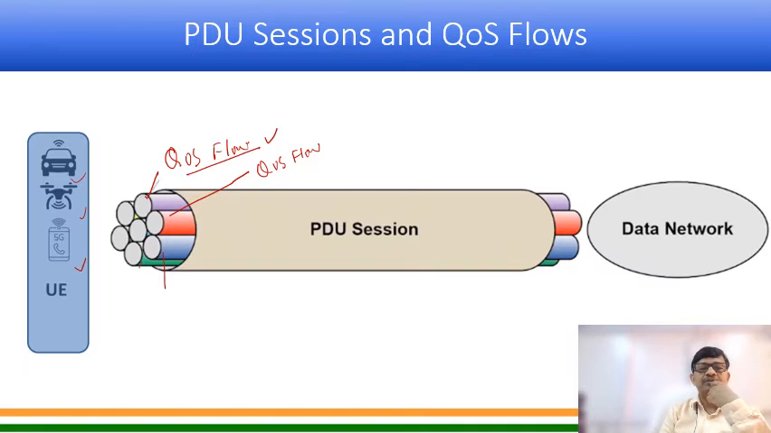So in this example, many QoS flows are added into the same PDU session, and each QoS flow will have an ID and its characteristics: what is the guaranteed bit rate, what is the latency supported, what is the bit error rate, and so on. So this is the concept of PDU session and quality of service flow.